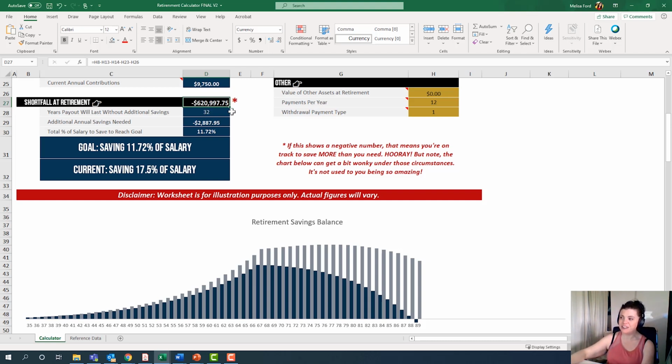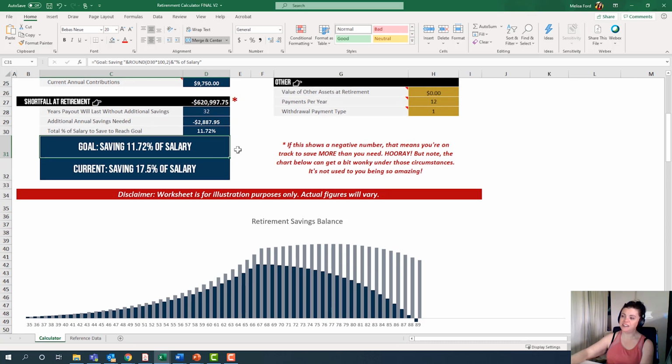So this person who is saving about 17.5% of their salary and has $50,000 in retirement and isn't counting on any sort of Social Security for themselves, they are actually in a surplus situation. So they're saving more than they need to safely retire. So it's going to show you here that their current savings rate is 17.5% of their salary, and their goal savings rate is actually 11.72% of their salary. So what does that mean? Well, that means that they could either bump down their savings rate, which I almost never recommend to do, or they could consider retiring earlier if they chose to.